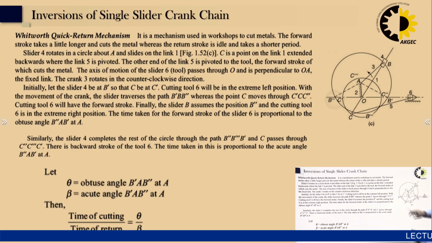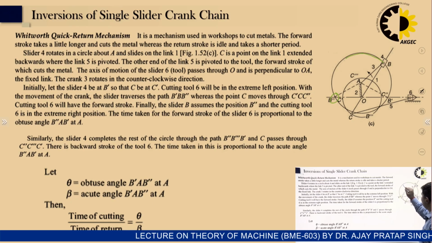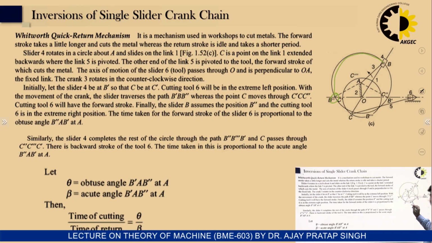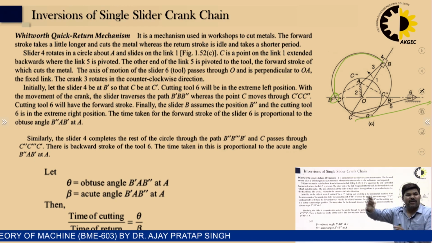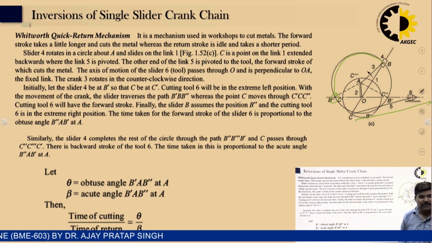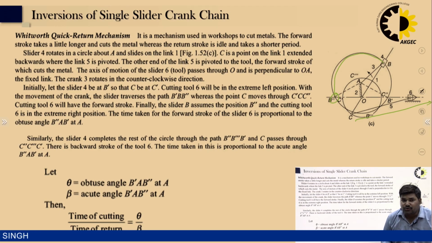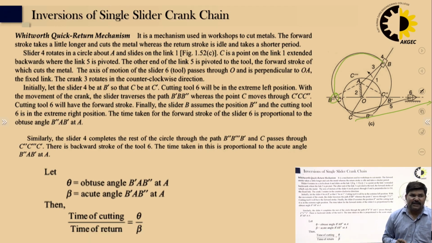If B becomes B double dash, in that case you can see the right line highlighted. So this slider is moved like this and comes to this. In that case, this link comes to the extended position, the extreme right position, right? And the time taken for the forward stroke of the slider 6 is proportional to the obtuse angle. It makes the obtuse angle B dash A B double dash at point A.